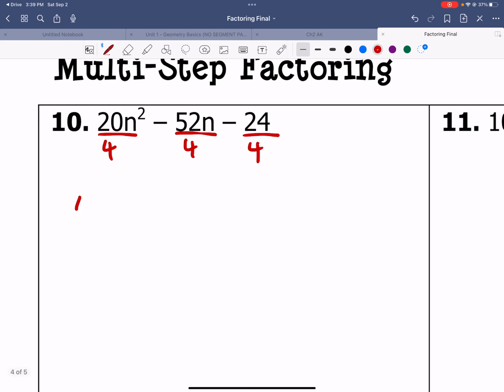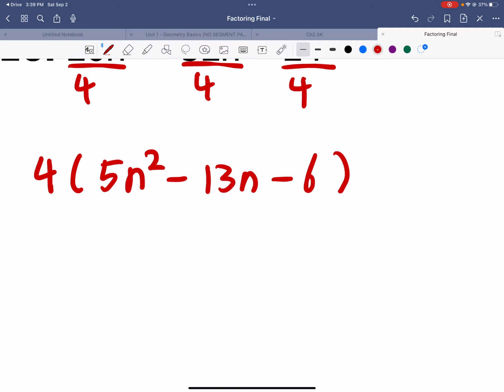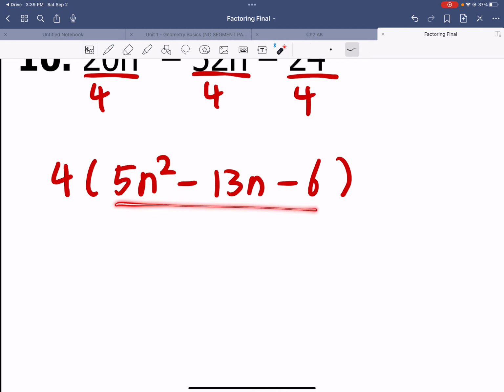So if we take out 4, I'm going to have 5n squared minus 13n minus 6. Now I'm going to factor the numbers inside. And do you see 5 does not go into 13 and 6? That's how you check if you messed up or not, okay?